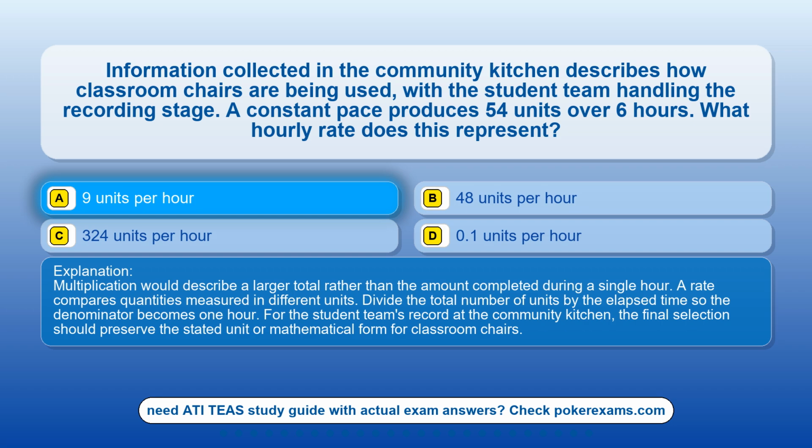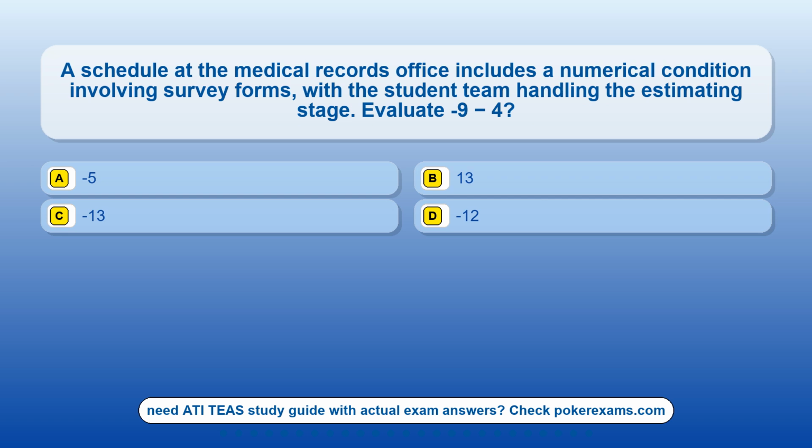For the student team's record at the community kitchen, the final selection should preserve the stated unit or mathematical form for classroom chairs. Question 16. A schedule at the medical records office includes a numerical condition involving survey forms, with the student team handling the estimating stage. Evaluate -9 -4. Option A, -5. Option B, 13. Option C, -13. Option D, -12.